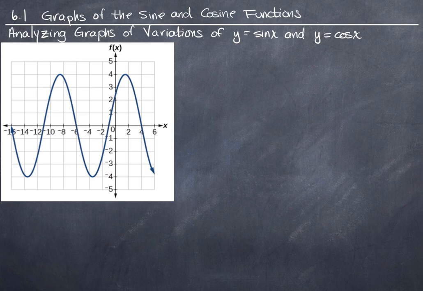So this graph crosses the x-axis at -6. That looks like about 1, and then 4. And if we look, we can see that it takes from -6 to 4 to complete one cycle. So that's going to tell us something about the period of the graph. We could also look at this as going from -11 to -1.